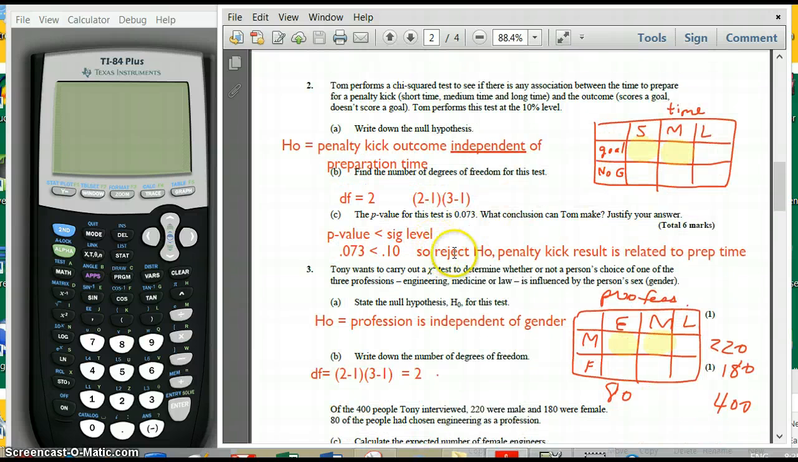We're going to reject the null hypothesis, and penalty kick result is related to the prep time. So if you spend more time to psych yourself up, maybe the penalty kick has a higher percentage of goals or whatever. Okay.